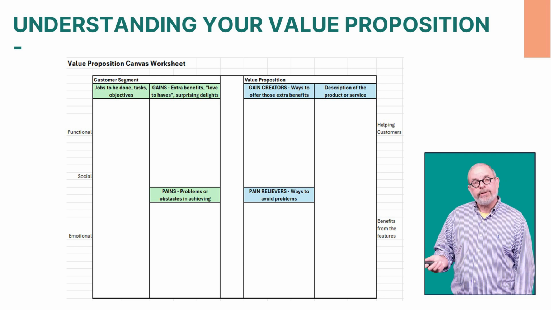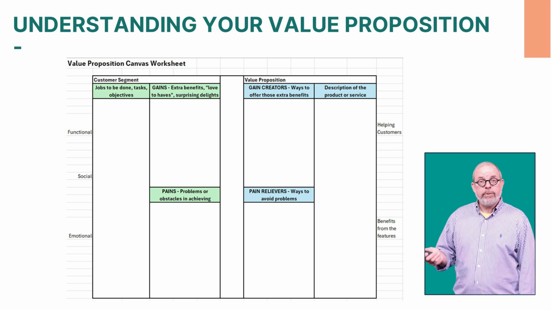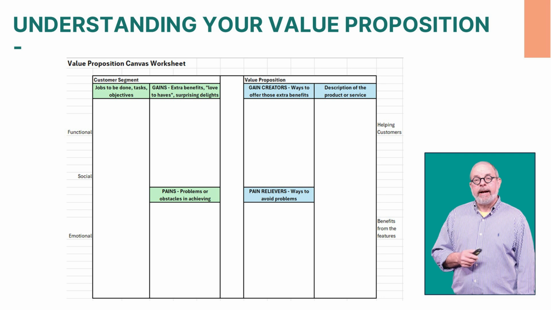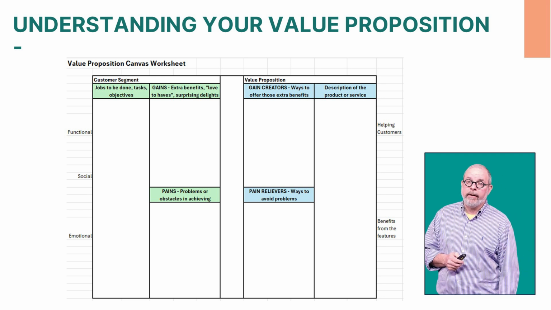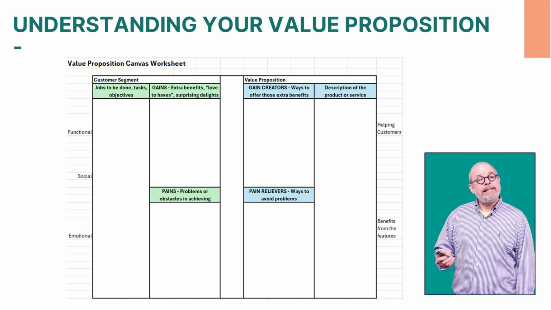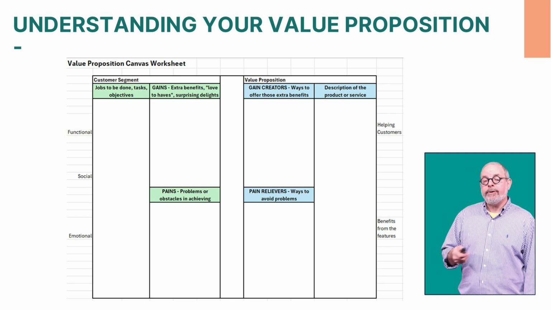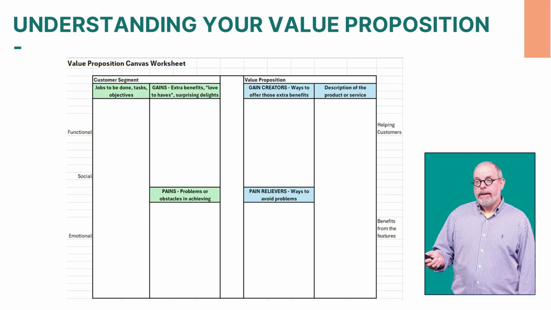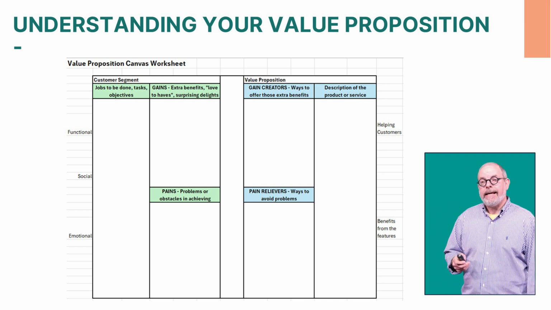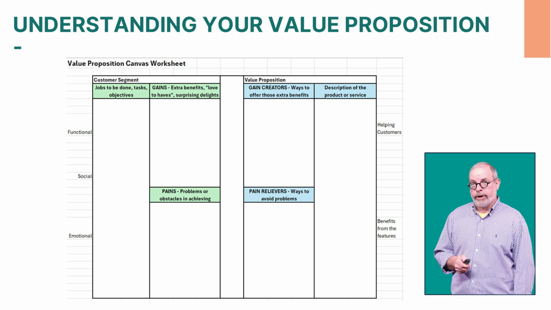Men have different hairstyles, different needs, different ways they do their hair, and they are a different customer segment. You might have another customer segment of young people, maybe teens. That could be another customer segment. They have different needs that will map on this jobs to be done framework in this value proposition canvas worksheet.